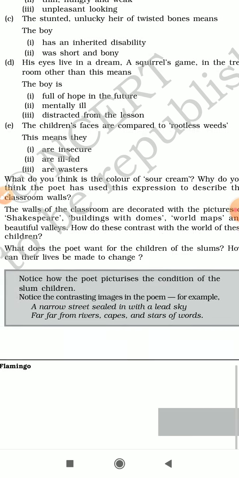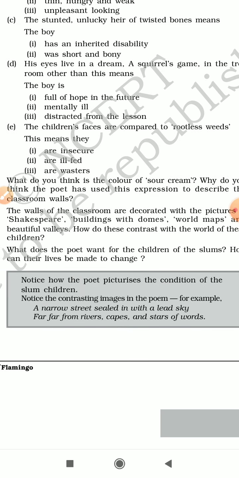If we take the first, that is the picture of Shakespeare. Shakespeare is a great dramatist who had achieved so many achievements, and the slum children don't know anything about Shakespeare. So he is totally in contrast. Buildings with domes, beautiful buildings, are standing in different cities. They have been displayed here. So the slum children can't go there. They can't enjoy those facilities which are provided in those buildings. So that is also in contrast.